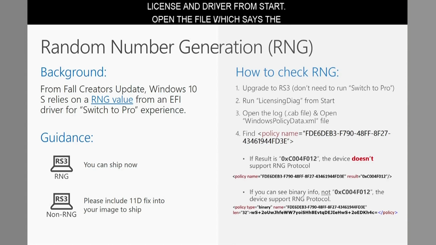FDE6DEB3. I always try to search the first five characters, FDE6D, and then you'll be able to find the result. It looks like this or like this. If you find FDE6D and the result says 0xC004F012, this means the device doesn't support RNG. If you find a result like this, a kind of random number, because this is random number generation, then this means that your device supports RNG.